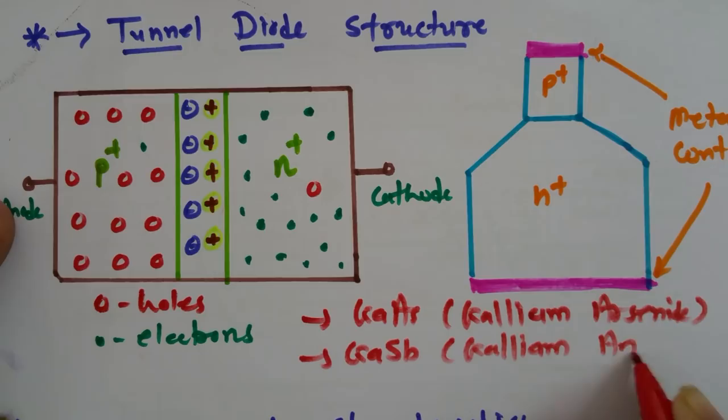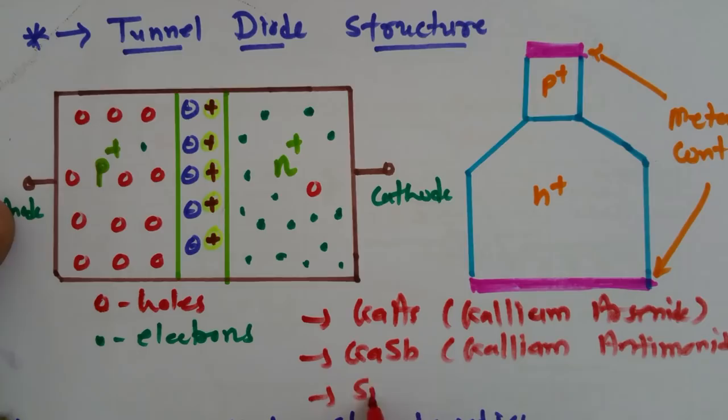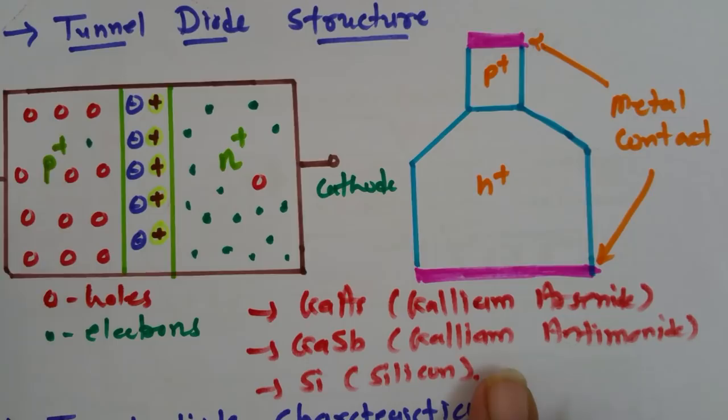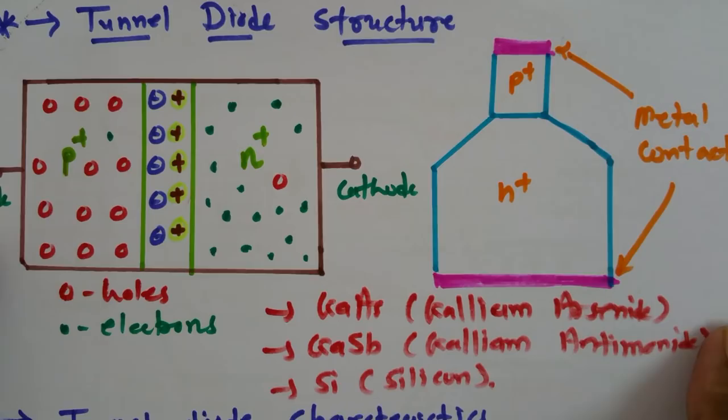And even we can use silicon. So these are the basic materials which have been used to fabricate a tunnel diode. Fabrication of tunnel diode: the structure of a tunnel diode consists of P plus and N plus material.